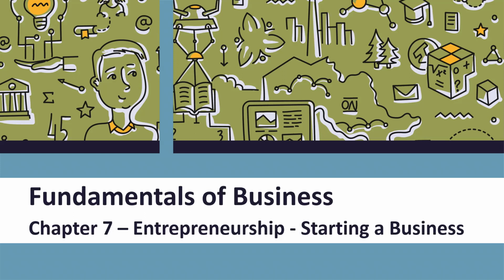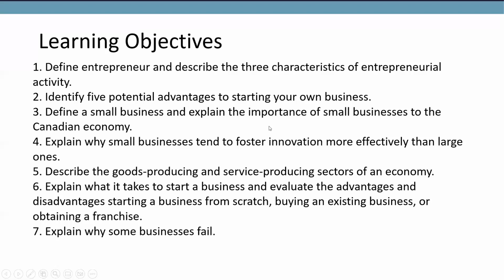So in our learning activity for today, our learning objectives, we're going to define what is an entrepreneur, what describes an entrepreneur, and we'll talk about the three characteristics that entrepreneurial activity needs. We're going to identify 5 potential advantages of starting your own business. There is a potential advantage out there, and some people do like it.